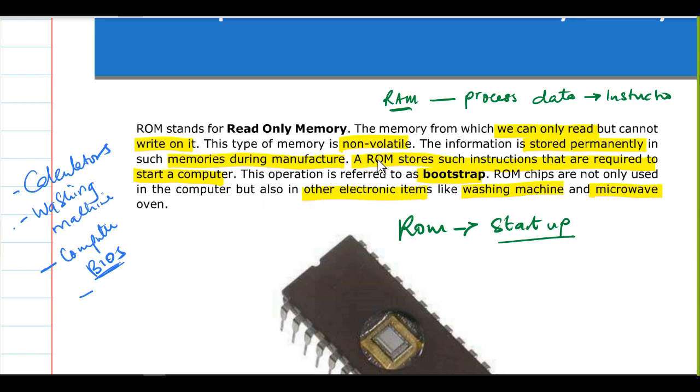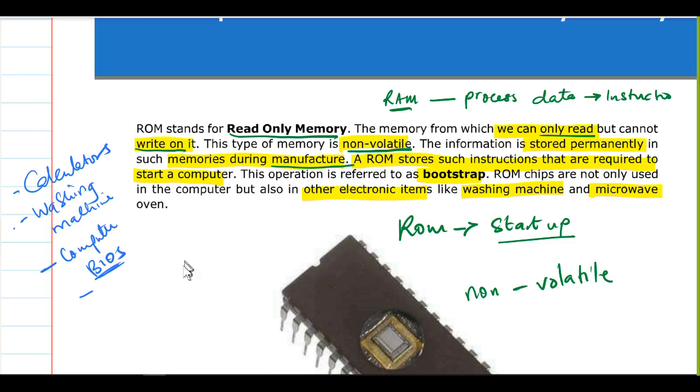So the memory from which we can only read but cannot write on is the one that is referred to as the ROM, or read-only memory. This type of memory is non-volatile, and as I have explained over and over again, non-volatile means that even when you lose power, you do not lose the data that is stored in there. So the information is stored permanently in such memories during manufacture.